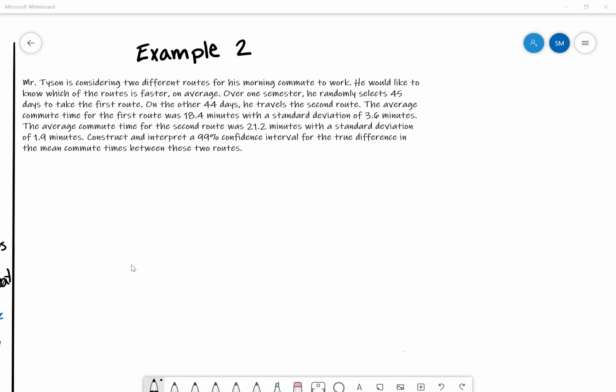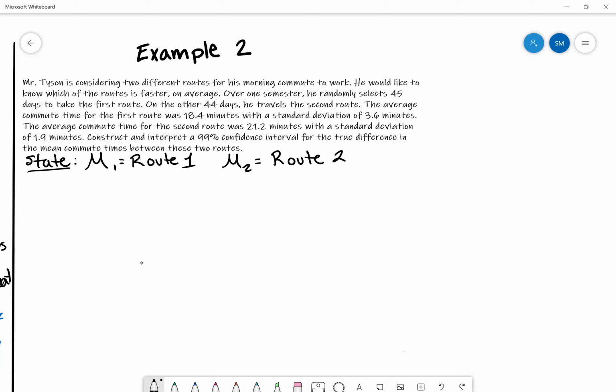The average commute time for the second route was 21.2 minutes with a standard deviation of 1.9. Construct and interpret a 99% confidence interval for the difference in the mean commute times between the routes. So we're trying to figure out which route is faster. So in our state, the first thing I'm going to do is let mu sub 1 equal route 1, and we're going to let mu sub 2 equal route 2.